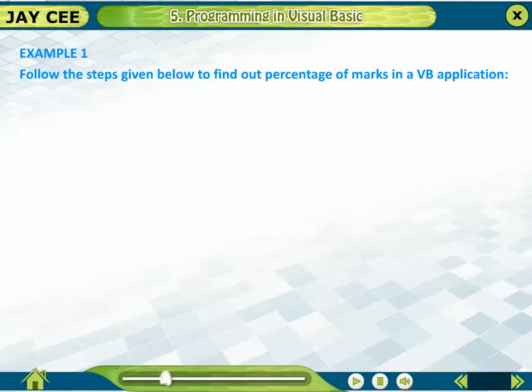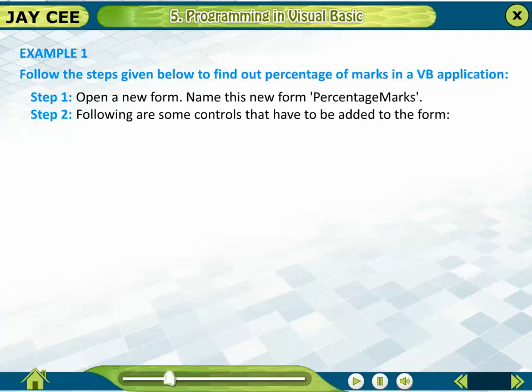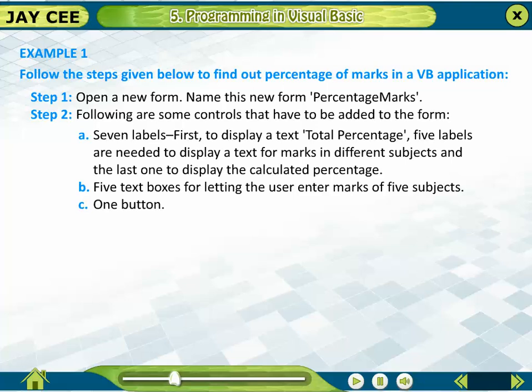Example 1. Follow the steps given below to find out percentage of marks in a VB application. Open a new form. Name this new form percentage marks. Following are some controls that have to be added to the form. 7 labels. First, to display the text total percentage, 5 labels are needed to display text for marks in different subjects, and the last one to display the calculated percentage.